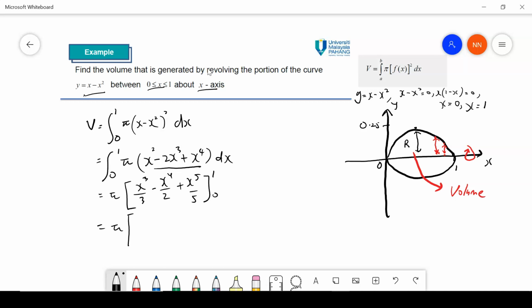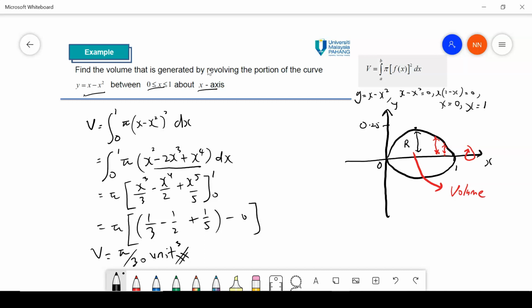So pi, substitute your 1. 1 to the power of anything is 1. So 1 over 3 minus 1 over 2 plus 1 over 5. And then minus, when x is 0, you have 0. If you use your calculator to solve this fraction, you should get 1 over 30. Multiply with pi, you should get pi over 30 unit cube. So this is the total volume for this solid here.